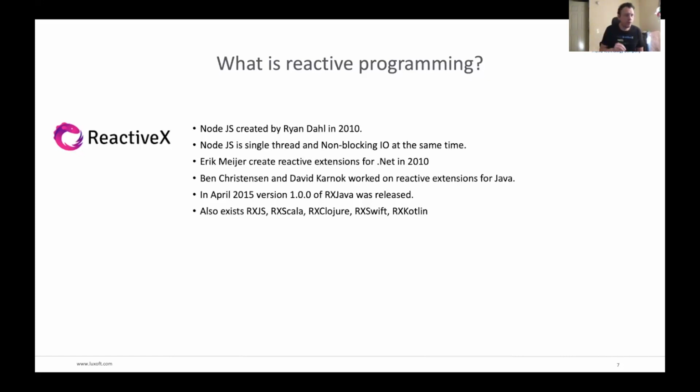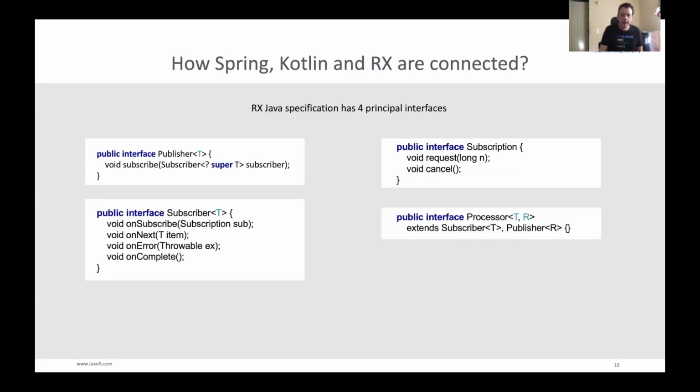So right now we have version 2 of RxJava, which is based on these 4 principal interfaces. We have the publisher and the subscriber, which are the most important interfaces, but also the subscription, in order to check if we can request another subscription or cancel it, and the processor, which is the glue between a subscriber and a publisher, the interface that interacts between them. Those 4 interfaces are the ones we have in the specification of RxJava.